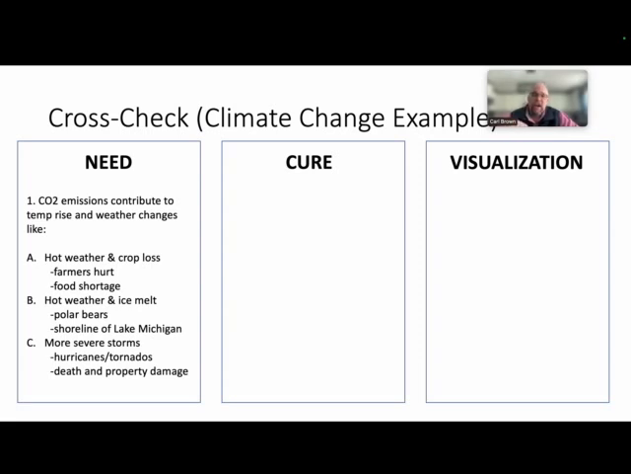What I was talking about earlier, let's go with a different example. If we say things like, the problem is climate change, CO2 emissions contribute to temperature rises and weather changes. Specifically, 3 problems. Hot weather and crop loss, so that hurts farmers and there's a food shortage. Hot weather melts ice, so that's bad for animals as well as shorelines of places like Lake Michigan. And when we have these temperature rises, we have more severe storms and there's more death and property damage.